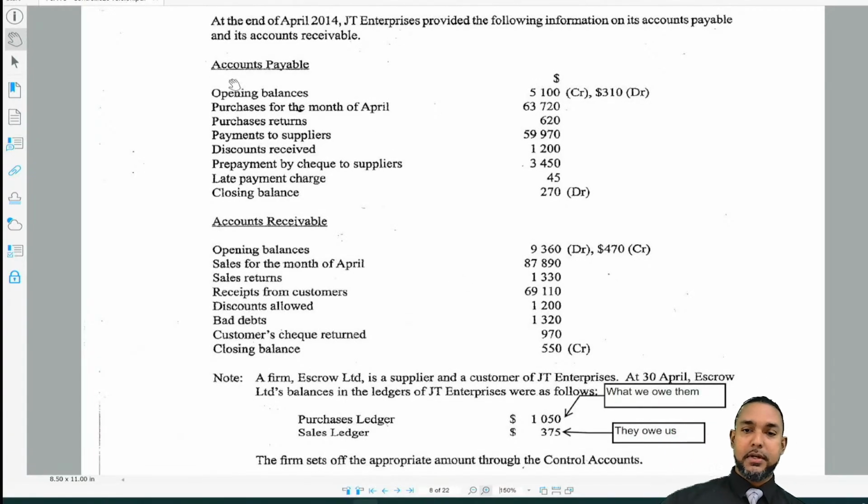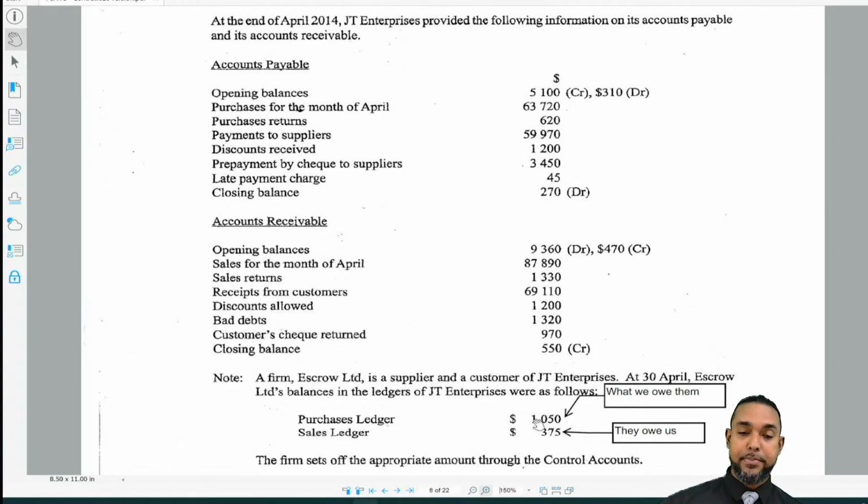Right, so you have your accounts payable at the top here. You have opening debit and credit balances, purchases, returns, payments to suppliers, receipt of a prepayment by check. This is just to throw people off. It's still a payment. Late payment charge, and then a closing debit balance. So what they're missing on top here is the closing credit balance. But you also have set off down here.